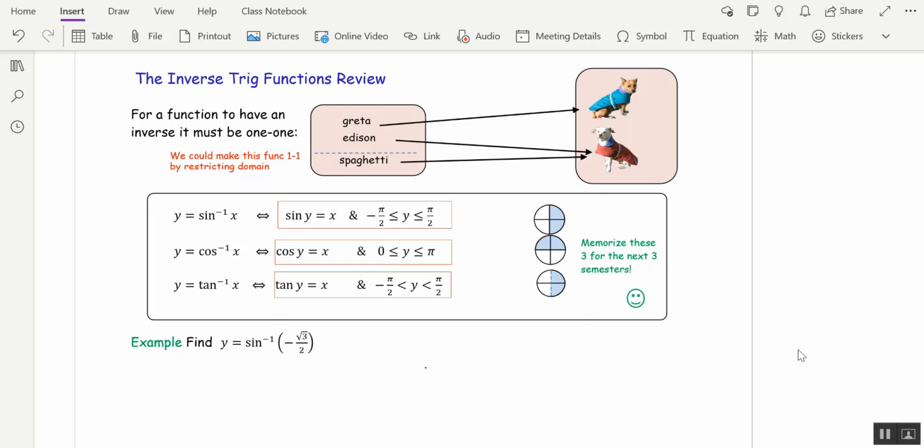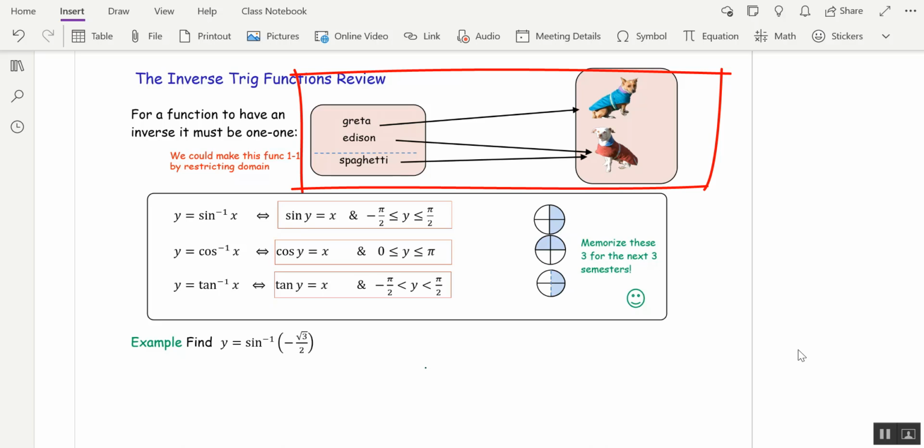Welcome to 5-7. Let's start with a crash course on how to evaluate the inverse trig functions. First, I want to convince you why we're doing that. So take a look at this picture here. This is a function that assigns a name to each dog.